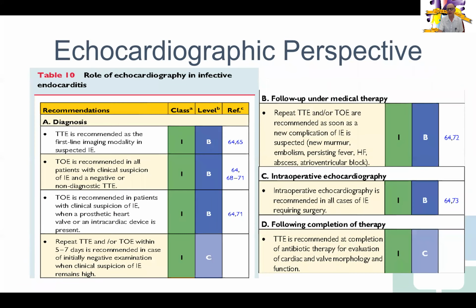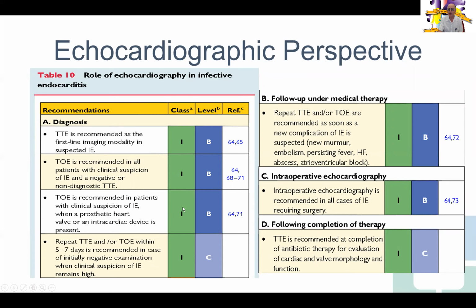Now, as far as the minor criteria, otherwise they're very similar between the Duke criteria and the ESC criteria. So again, if we go back to echocardiography, these are the ESC guidelines: a class 1 indication to get an echocardiogram anytime you suspect endocarditis, and to move away from the surface echo, if you still have a high clinical suspicion, to a transesophageal echocardiogram, especially extremely important in patients with suspected prosthetic valve endocarditis.